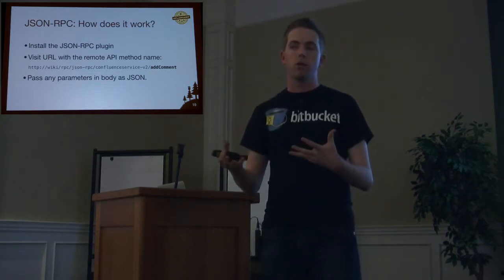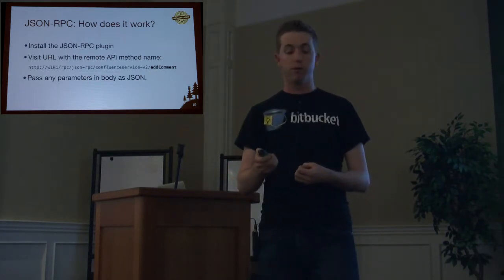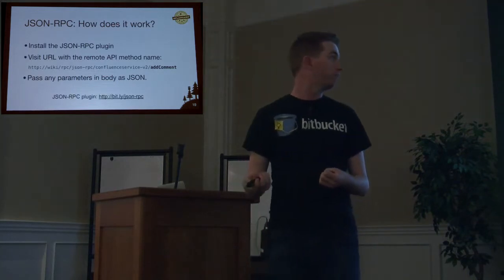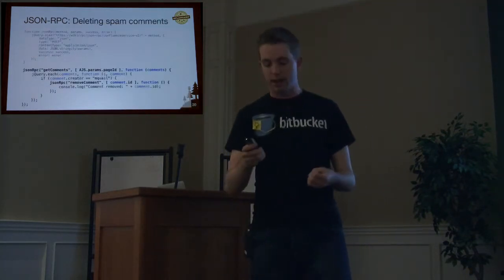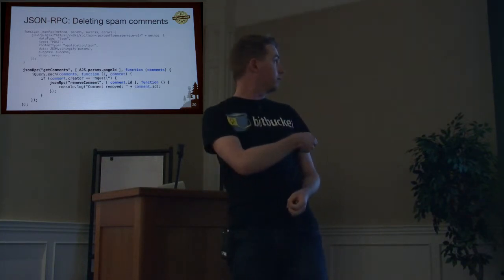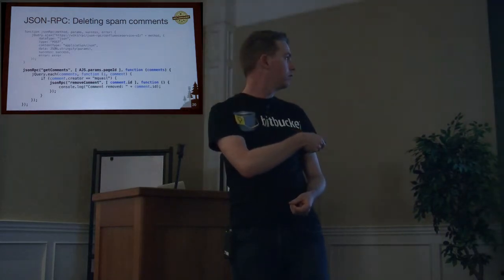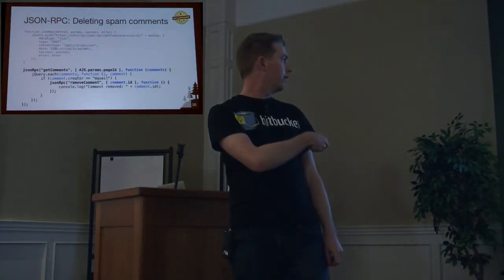Any parameters that are required, you pass through in the body as JSON, which is, again, very easy to do with any kind of front-end library like jQuery. So here's an example of how it works. We have a function up the top here that wraps the JSON RPC call that provides a kind of library access. And down here we're using it.